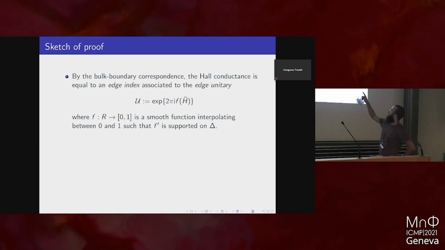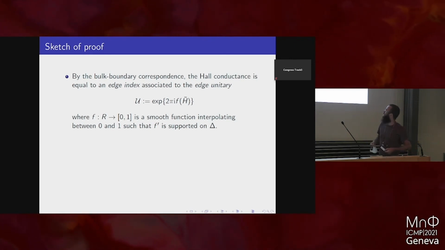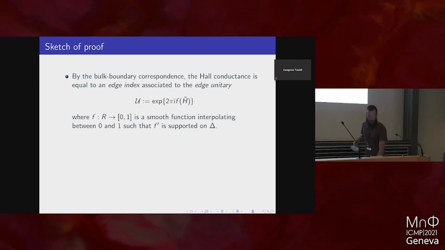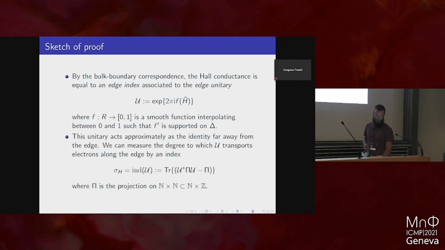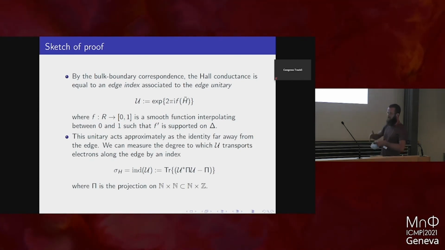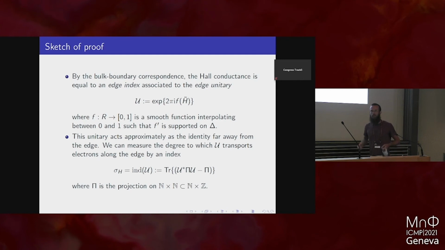So you see that the only states where this unitary does not act as the identity are precisely these edge states. And in fact, what this unitary will do is move stuff along the edge. So the index is simply defined as how much stuff this edge unitary moves along the edge, and that is measured by this trace here. You take all the states sitting to the left of some line cutting the edge in two, and you ask, if I move all those states by this edge unitary, how much will I have moved in total? And that number turns out, in fact, to be an integer and equal to the bulk Hall conductance.